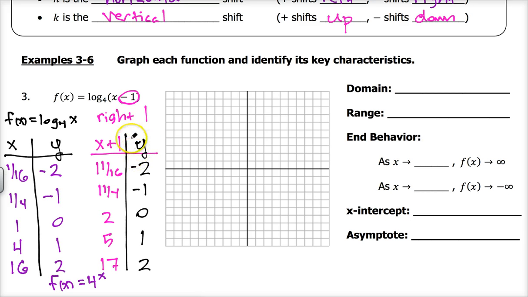Okay, so when I go to graph these, I also need to keep in mind that my vertical asymptote will have also moved to the right one. So instead of being at x equals 0, your vertical asymptote is going to be at x equals 1. So here's my boundary line for this graph.